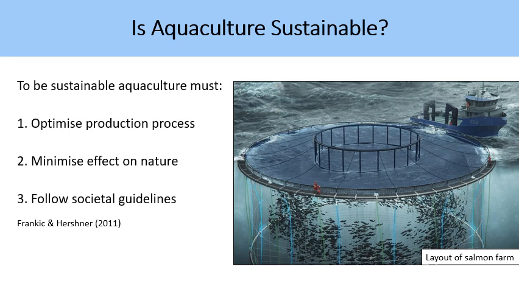And Hirschner wrote that in order for aquaculture to be considered sustainable, it must meet three criteria. Firstly, production should be efficient, with little waste of resource. Secondly, it must have negligible impact on the ecosystem surrounding the production site. Thirdly, it must adhere to the societal standards in which production occurs.